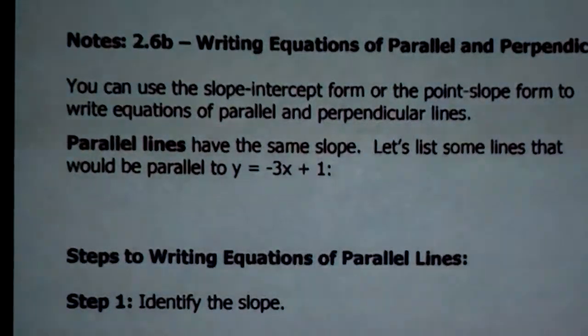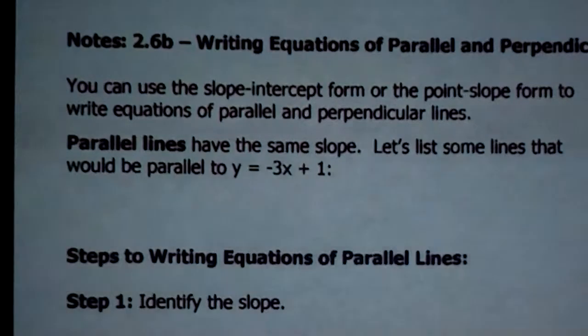We are at lesson 2.6b, writing equations of parallel and perpendicular lines. We've already talked a little bit about parallel and perpendicular lines earlier in this chapter, and you can use the slope-intercept form or the point-slope form to write equations of parallel or perpendicular lines. We've already done this for equations in slope-intercept. Parallel lines have the same exact slope.